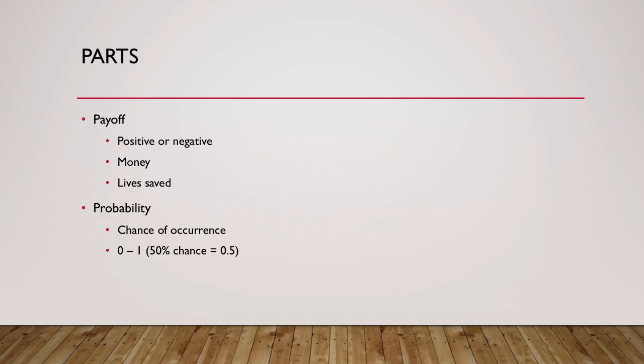So as we are working through these decision trees, you're not going to see 50%, you're going to see 0.5. You're not going to see 10%, you're going to see 0.1. If it's 13.5%, you'll see 0.135, right? So bounded by 0, bounded by 1, but the probability is just the chance of that thing, whatever that thing is, occurring.